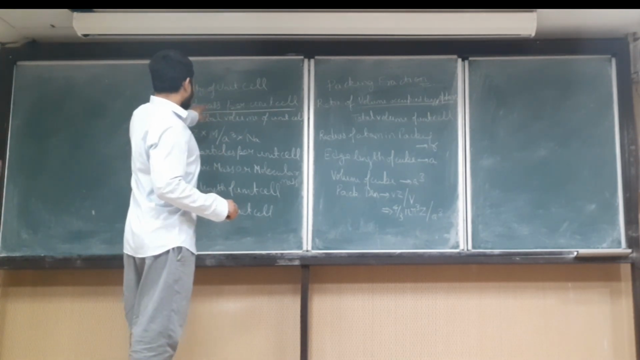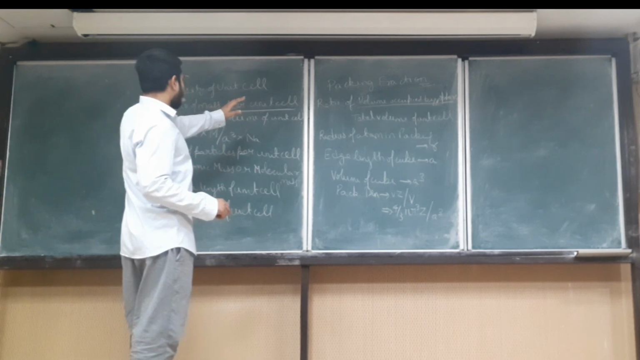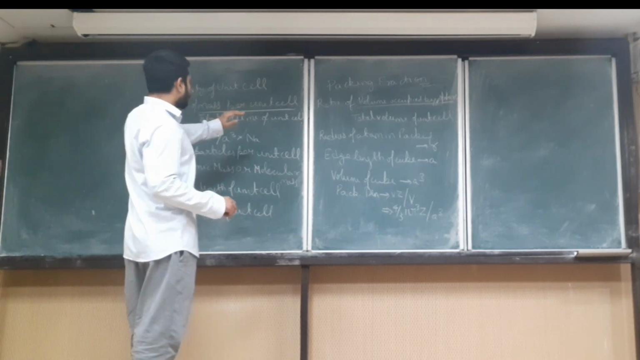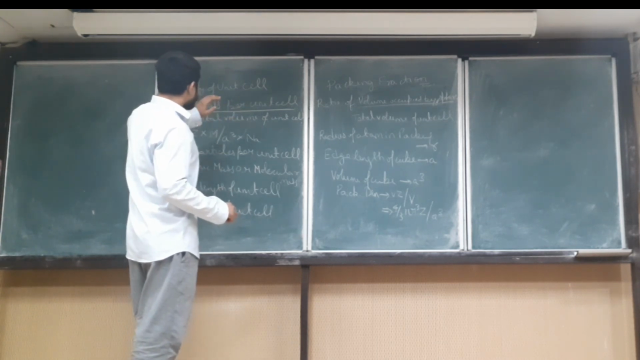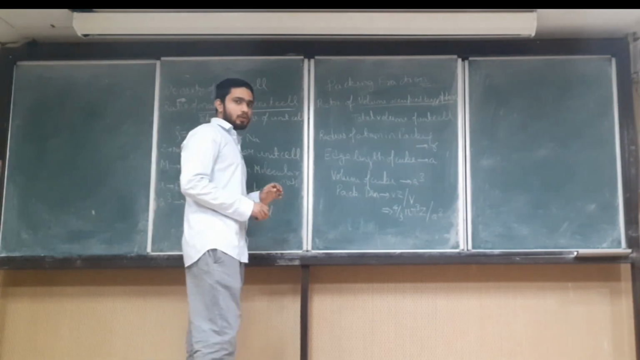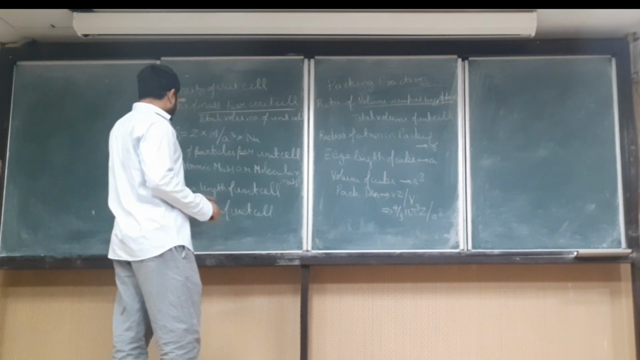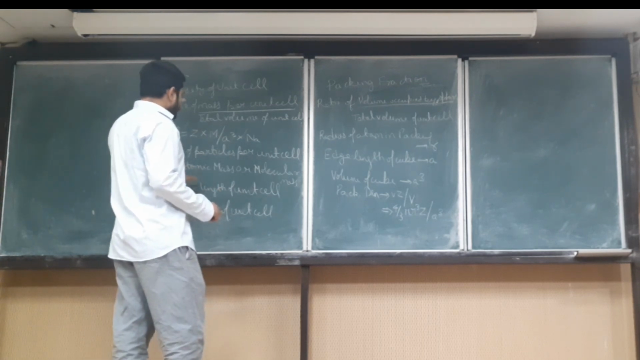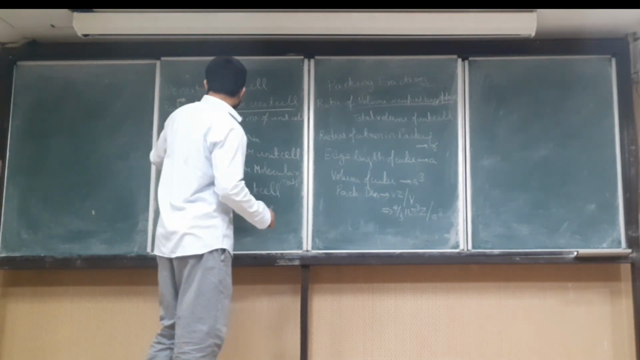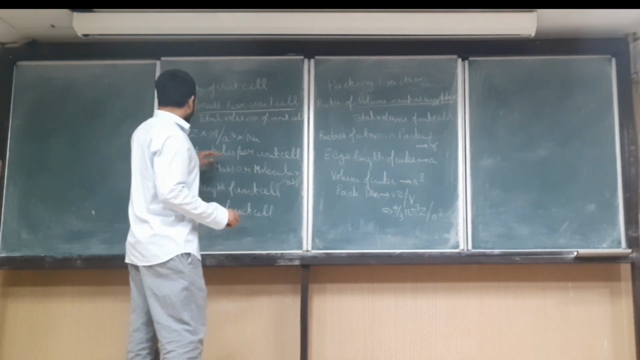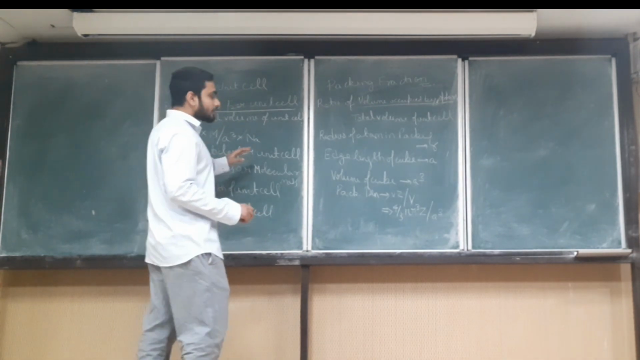So we have to remember this formula as mass per unit cell upon total volume of the unit cell, which is defined as the density of the unit cell. A is the edge length of the unit cell, A cube is the volume of the unit cell. Since it is a cube, the volume will be A cube. M is the molecular mass, and Z is the number of particles per unit cell.